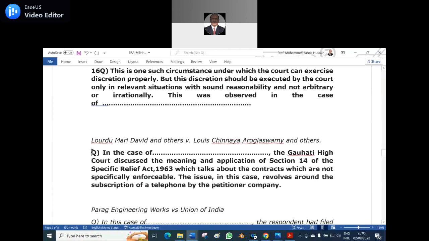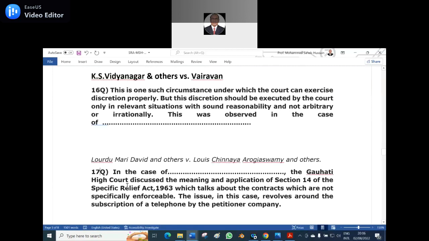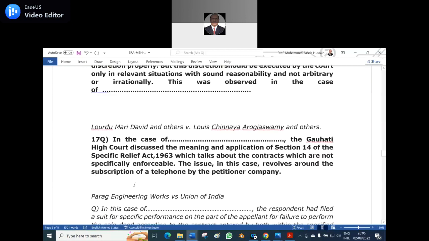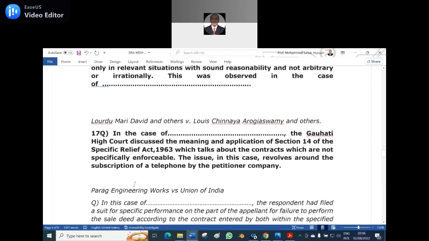Let me read the 17th question. In the case of dash, the Guwahati High Court discussed the meaning and application of Section 14 of the Specific Relief Act 1963, which talks about the contracts which are not specifically enforceable. The issue in this case revolves around the subscription of the telephone by the petitioner company. And the case law name is Guwahati case law, Parag Engineering Works versus Union of India.